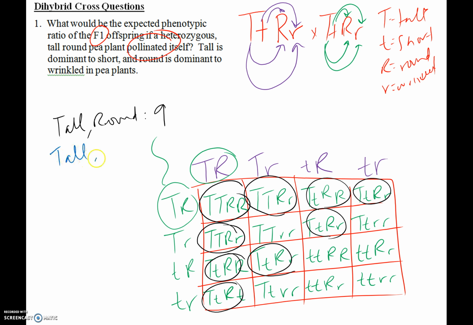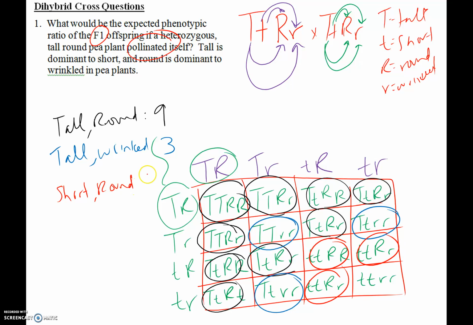And then we want to look for individuals that have tall for one, like dominant for one, but then recessive for the second trait. So that's 1, 2, and 3. And then we're going to look for individuals that have recessive for the first trait, short, but then dominant for the second trait. So that would be 1, 2, and 3. And then lastly, the individuals that are homozygous recessive for both. So they would be short and wrinkled. And that is 1. So our phenotypic ratio is a 9 to 3 to 3 to 1.